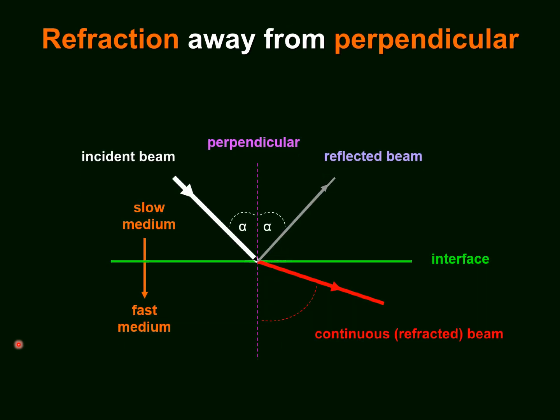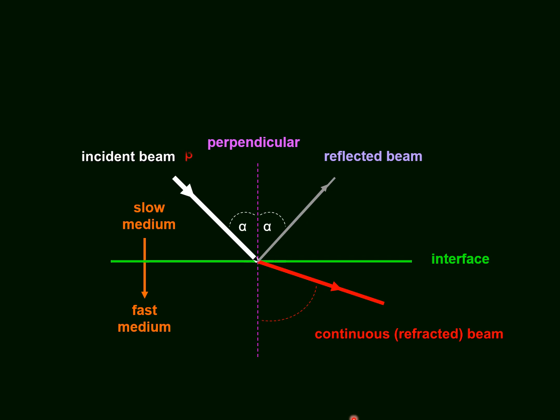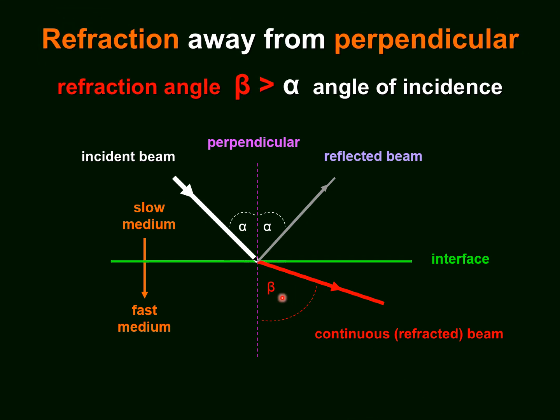And then there is a refraction away from the perpendicular. That is when the beam comes from a slower medium entering a faster medium after crossing the interface. In this case, the angle of refraction, beta, is larger than the angle of incidence.